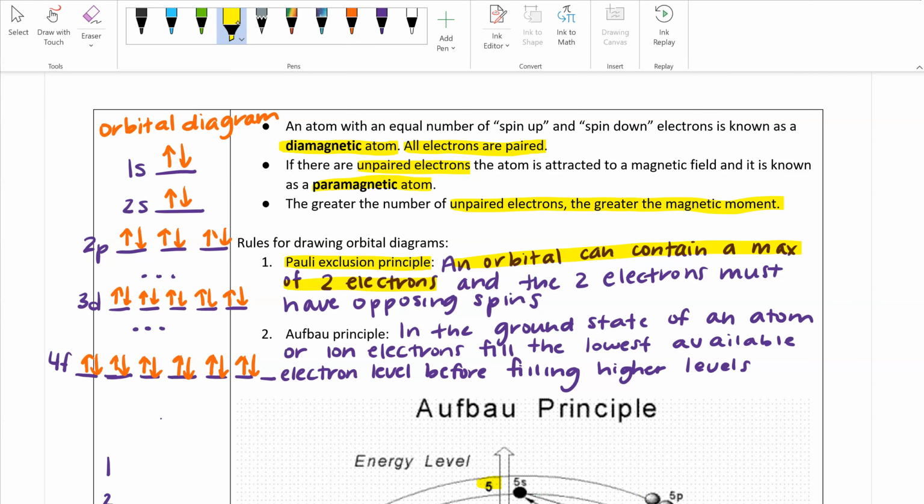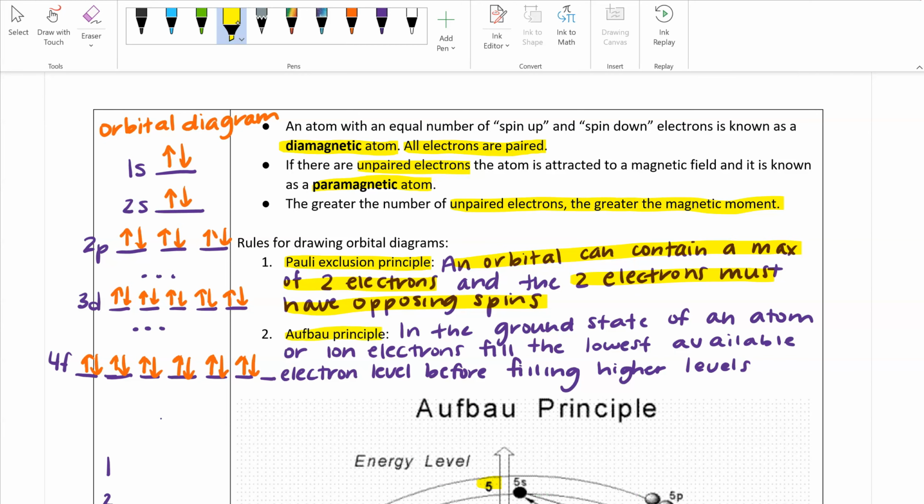So an orbital contains a max of 2 electrons, and those 2 electrons must have opposing spins. So you'll notice that all the arrows that I put in have one that's spinning up and one that's spinning down. So how do I know how to fill these up and in what order? That's going to be based on the Aufbau principle.